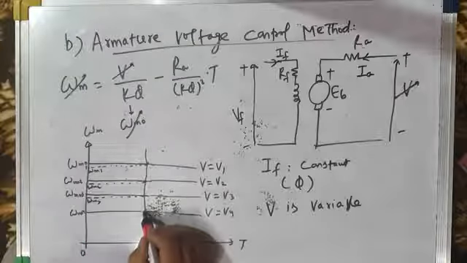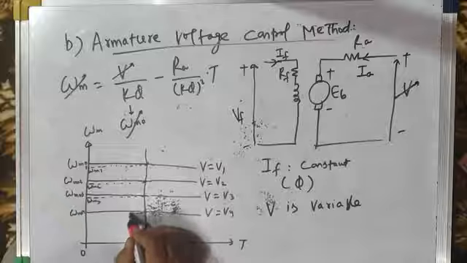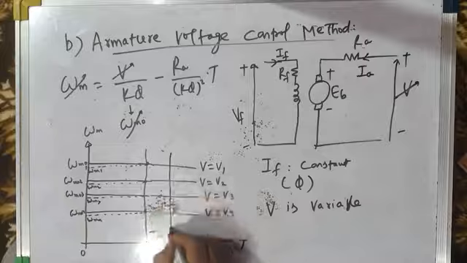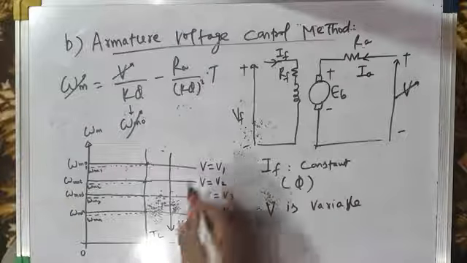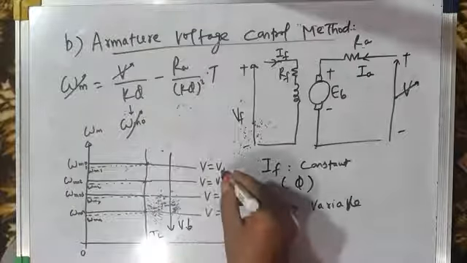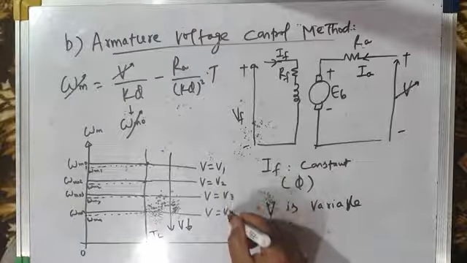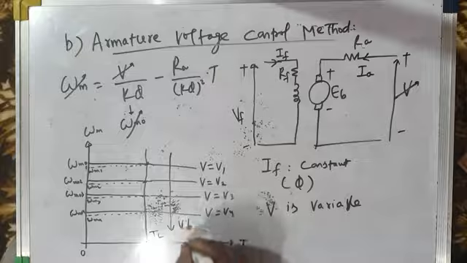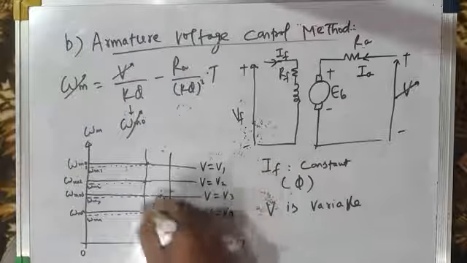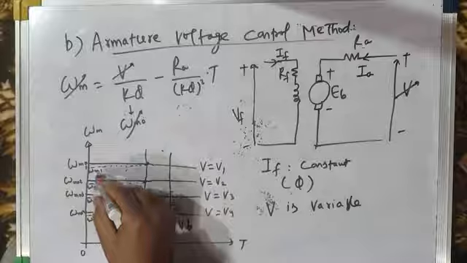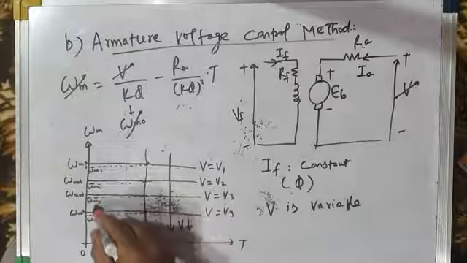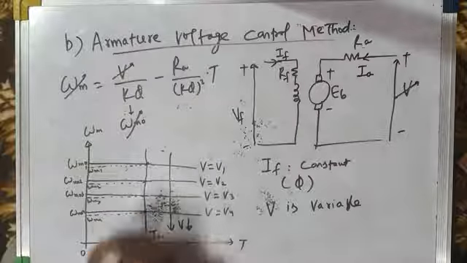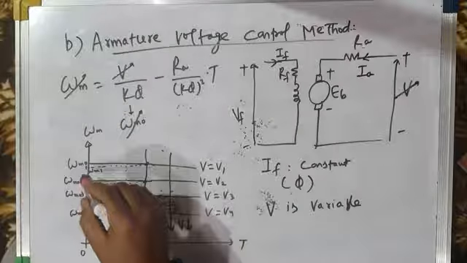And for V equal to V4, this is the operating point which gives the speed of motor omega m4. So what we are doing, we are reducing the armature voltage. So V from V1 to V2, V2 to V3 and V3 to V4. So there is a drop in the voltage. And by doing this, we are reducing the speed from omega m1 to omega m2, omega m2 to omega m3, then omega m4. So in this case, speed control is achieved by changing the no load speed.